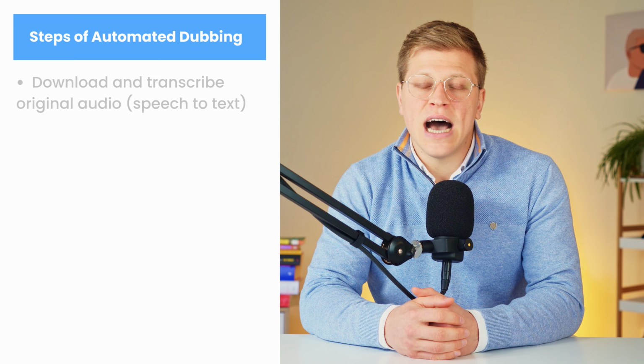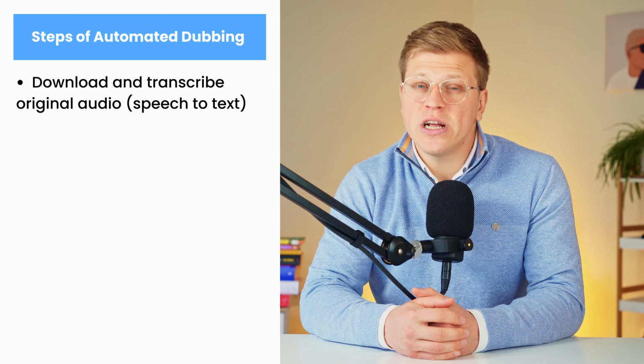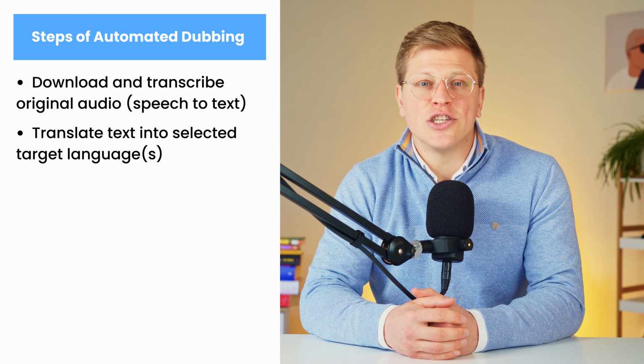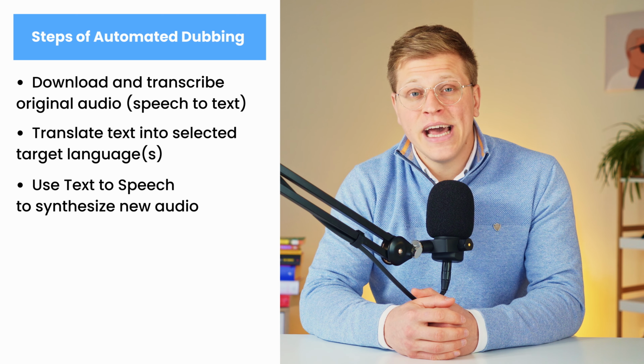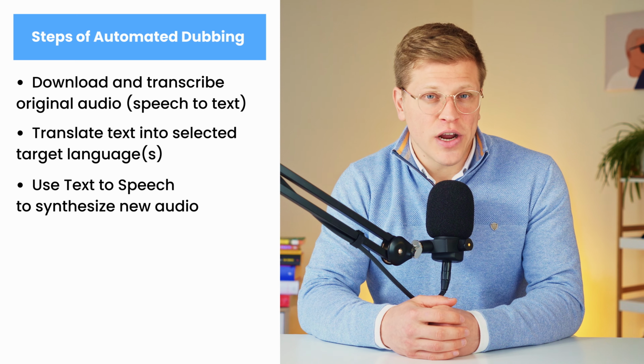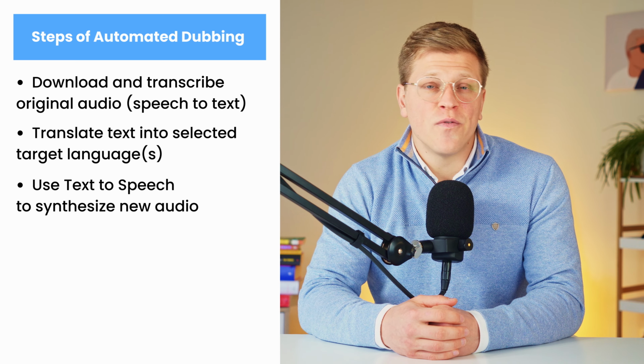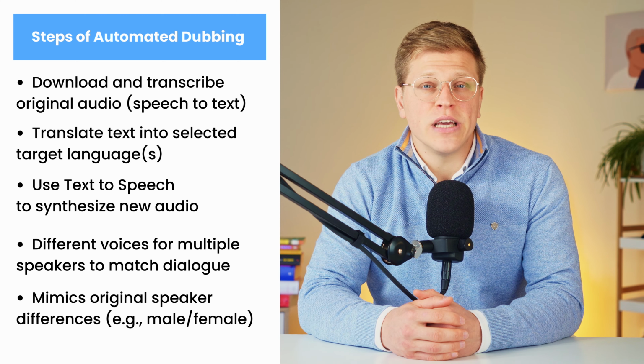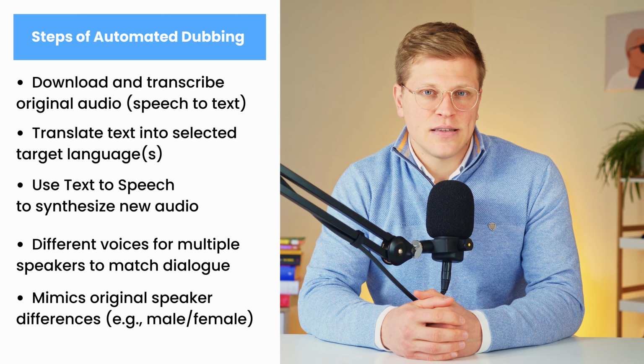What's happening behind the scenes is a few steps. First, it will download and transcribe the original audio, turning the speech in your video into text. Next, it will translate that text into the targeted language you selected. Then, it will use text-to-speech in the target language to synthesize new audio for your video. If you indicated multiple speakers, it will try to use different voices for each speaker to keep the dialogue distinct. For example, speaker 1 might get a male German voice, and speaker 2 a female German voice, and etc. So this basically helps you mimic the original speaker differences.